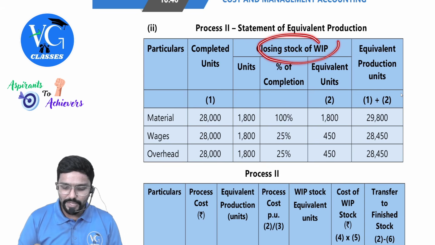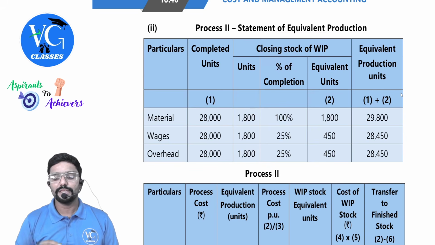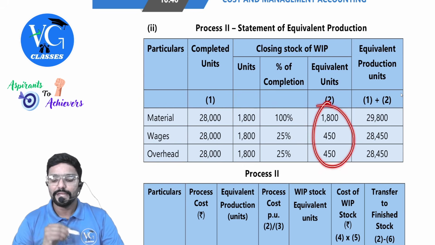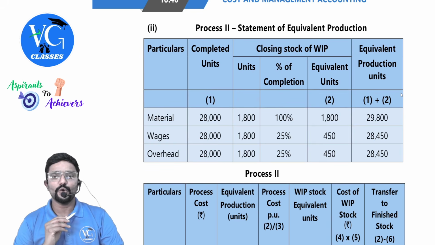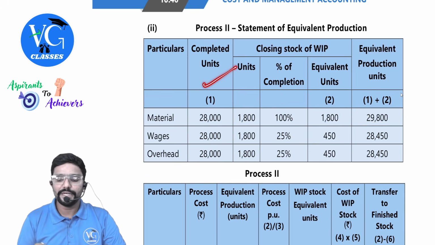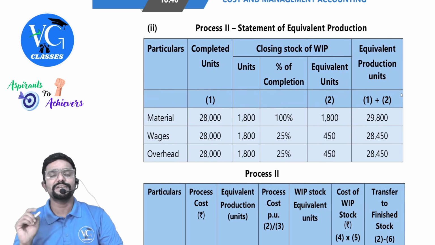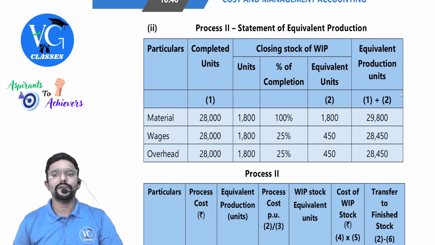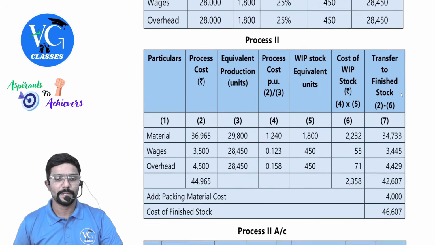Okay, sir. Closing WIP is 1,800 units. In that, the degree of completion is 100%, 25%, 25%. So accordingly, you will calculate equivalent units. So the total equivalent units would be completed units plus equivalent units with respect to closing WIP. If you add up both, you will get equivalent production units.